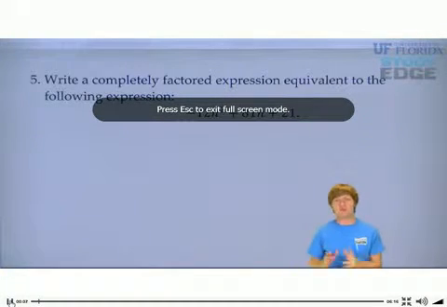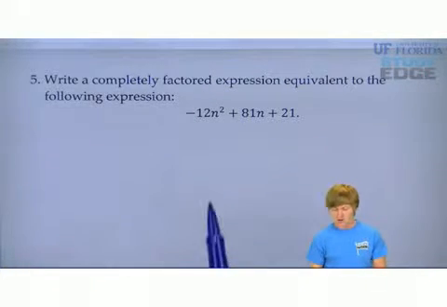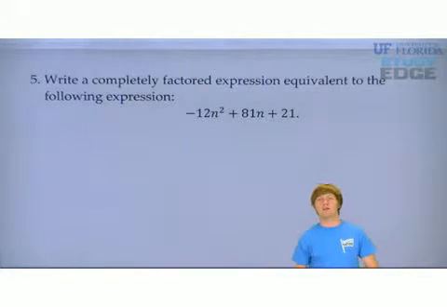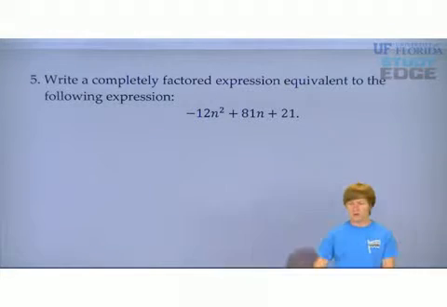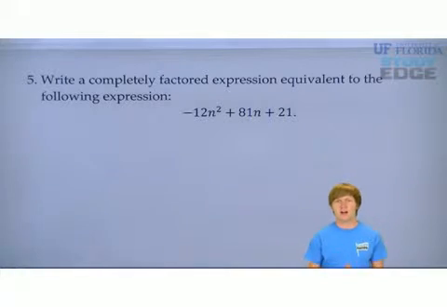What we have to do is write a completely factored expression equivalent to the following expression. We're given the expression negative 12n squared plus 81n plus 21. Now, what we have to ask ourselves is, in this polynomial we have three different terms. Do they share any factors? That should be our first question we ask ourselves.